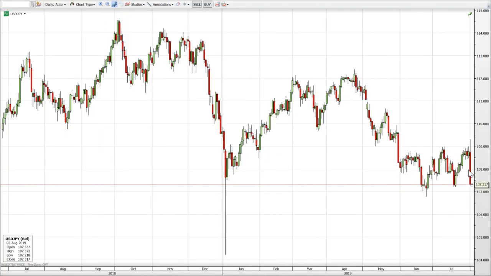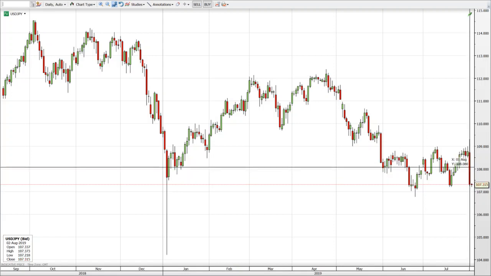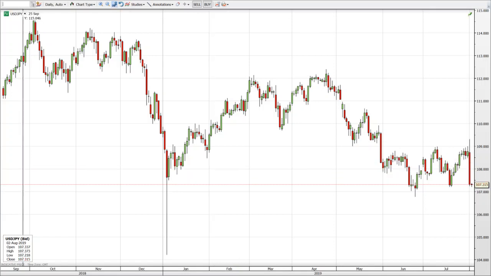You can see that very heavily so in the yen, US dollar yen. So that indicates probably a bit of fear in the markets, and that's potentially what's happened with this pullback. It's a fear pullback on trade.